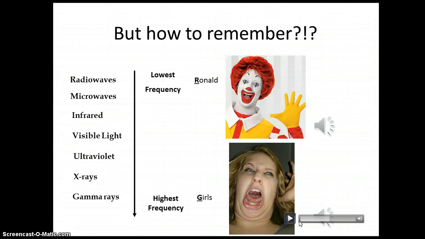Someone just died. Listening to these two, can you tell whose voice has a higher frequency? Obviously the girl, right? So we can use this logic to say that gamma ray has the highest frequency, whereas radio wave, on the other hand, has the lowest frequency.